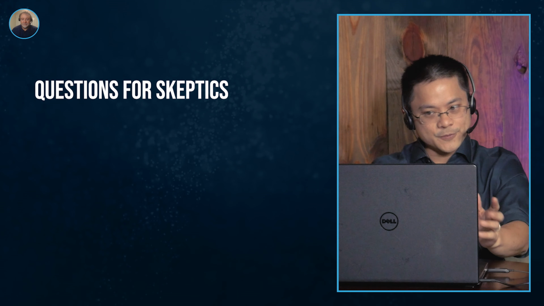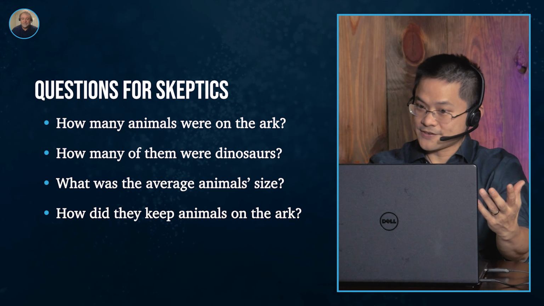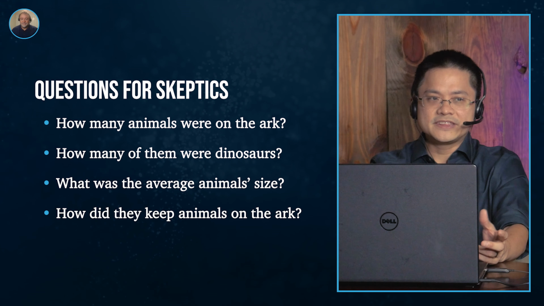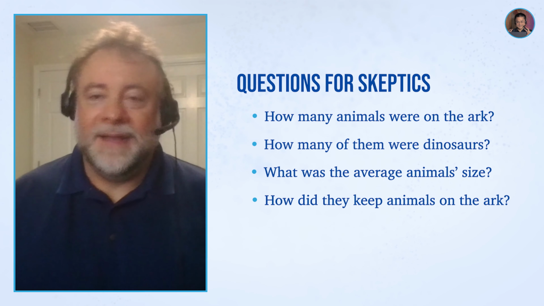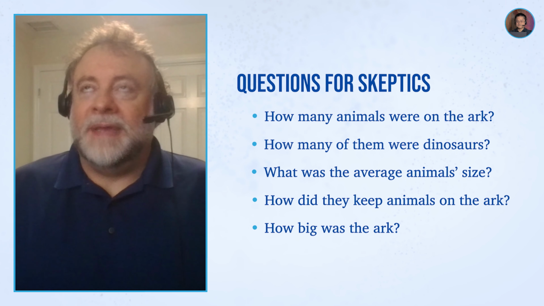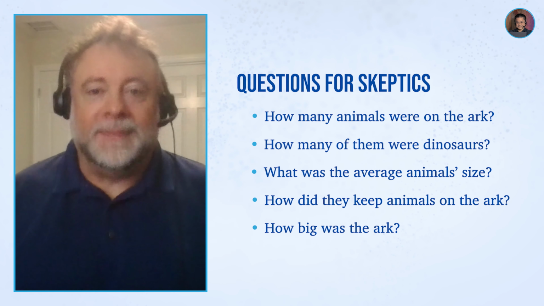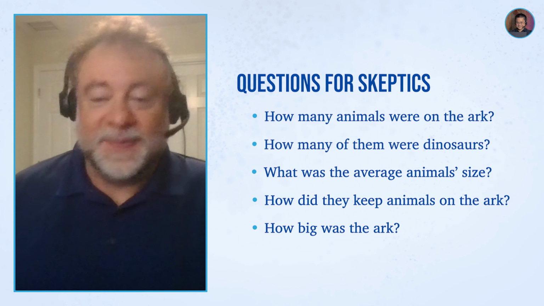And when they raise this objection, I always turn around and ask them a series of questions. Can you tell me how many animals there were? How many dinosaurs were there? What was the average size of an animal? How do they keep these animals on board the ark? And they always say that they do not know. And so also, how big was the ark? I mean, the ark was too small for all the animals. Okay, how big was it, do you think? Oh, I don't know. It must have been too small. Got no clue about what size it was, but it must be too small, yeah.